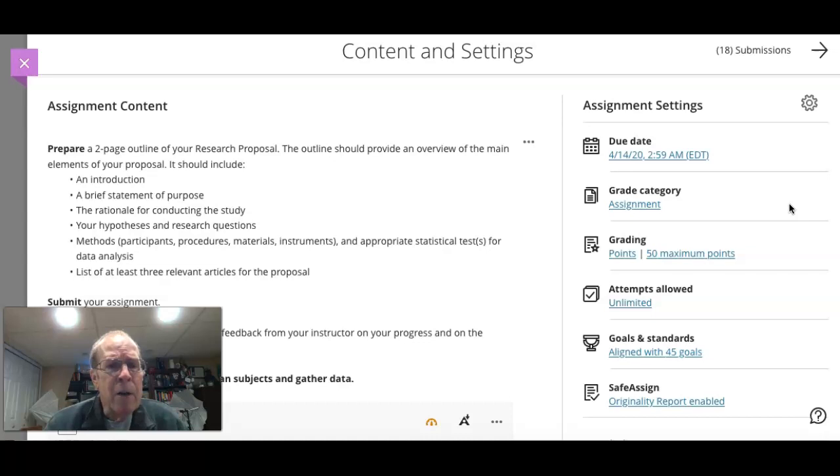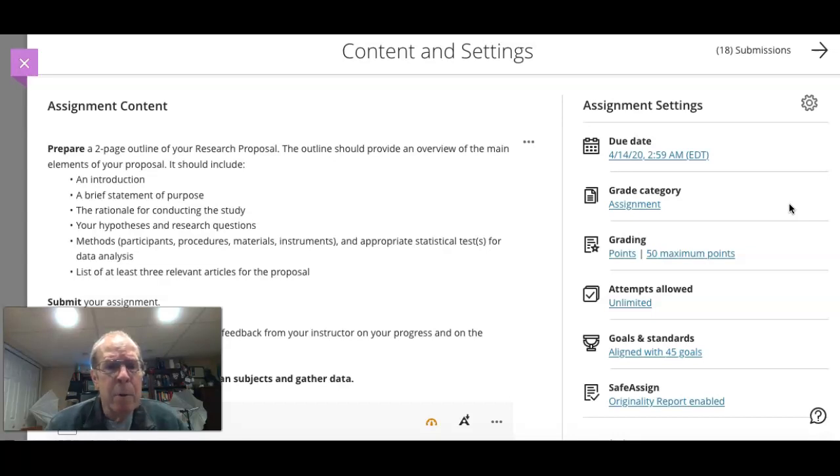And then you have a rationale for conducting your study. It says your hypotheses and research questions. You need a research question that you're going to answer with your study, and then a hypothesis, your best guess of what will happen. Now that's if you use an experimental or quasi-experimental design, or a correlational design. If you do survey research or a qualitative study, you won't have a hypothesis, you'll just have a research question.